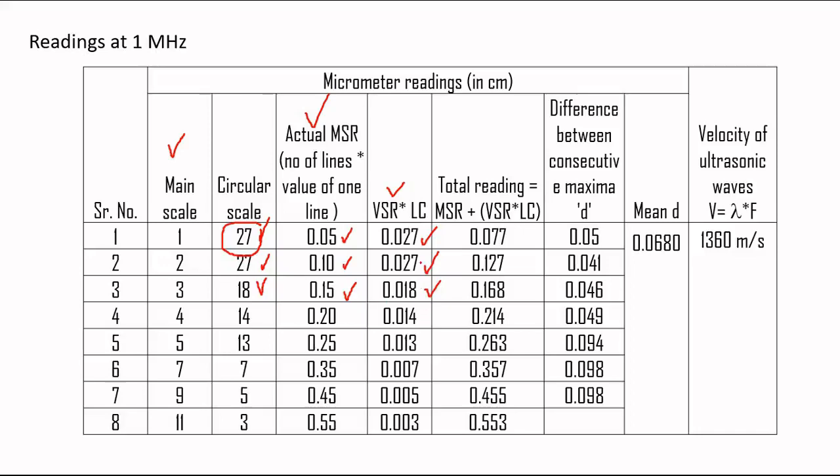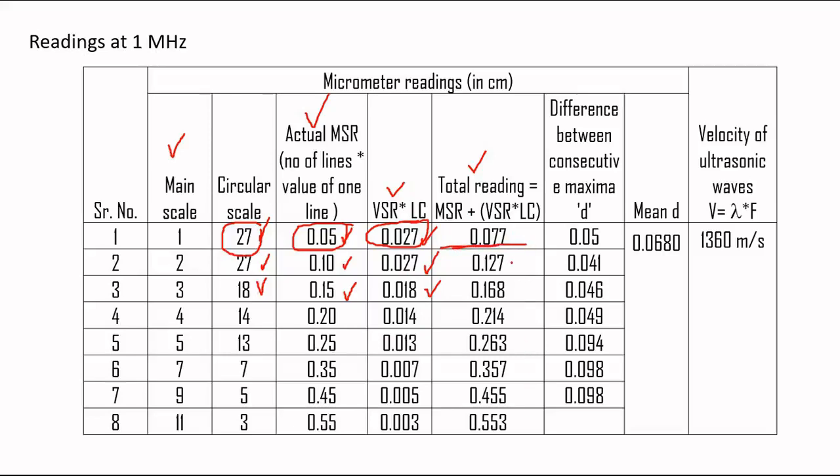So now our total reading formula is main scale reading plus vernier scale reading multiplied by least count. So what I am going to do is this reading here added with this reading here, and that is going to give me the total reading. Okay, so this will be my total reading. I am going to do it for all the readings, and I am going to get these.